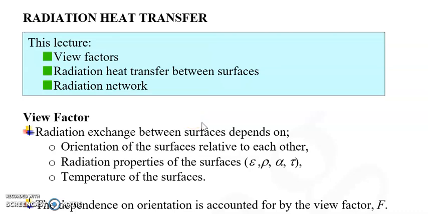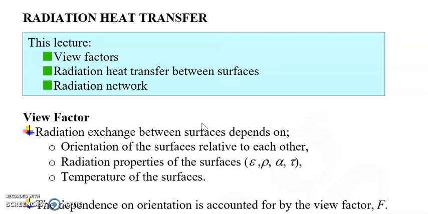This is the last module on radiation. It's based on chapter 13 of your ebook. This is the first part of the last module. This module covers view factors, radiation heat transfer between surfaces, and radiation network.